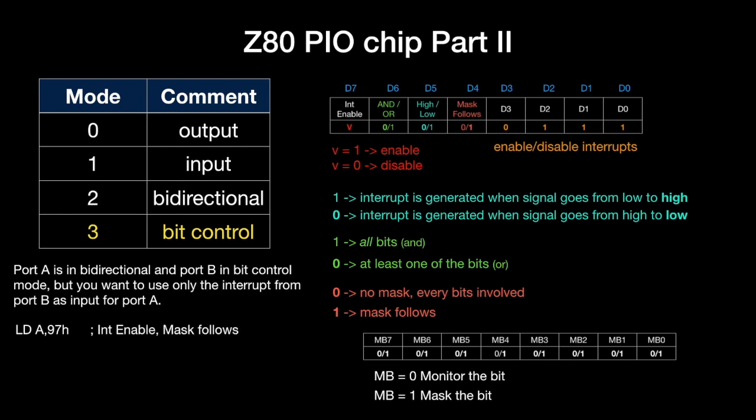So let's enable the interrupt and specify a mask. And the mask is FF, because you want to ignore all the bits in control mode. In this case, the interrupt of channel B is only initiated if port A is receiving data.